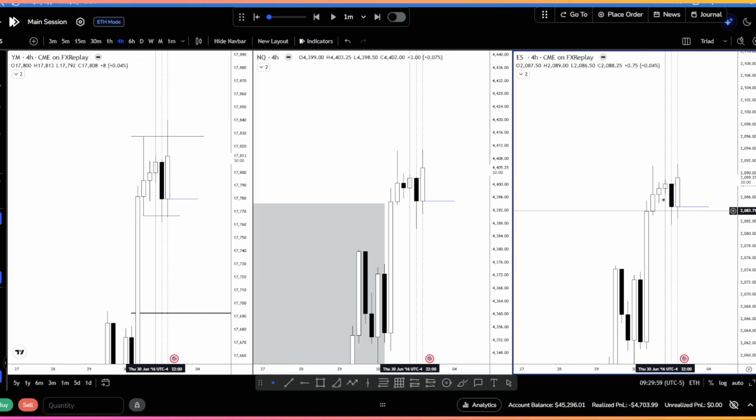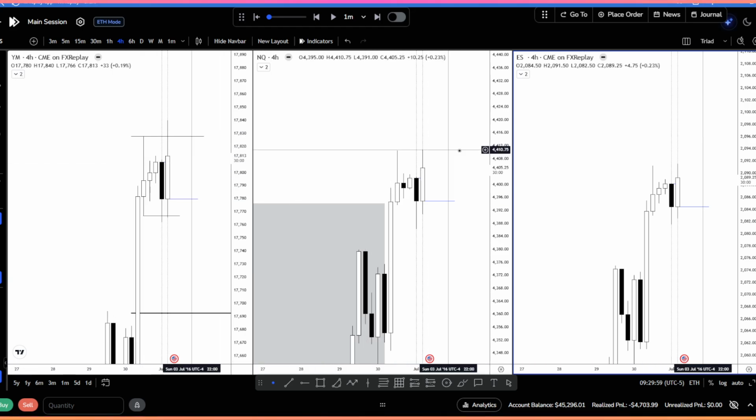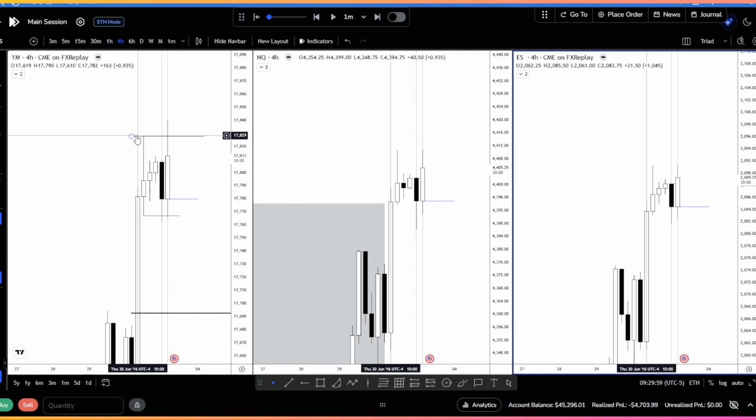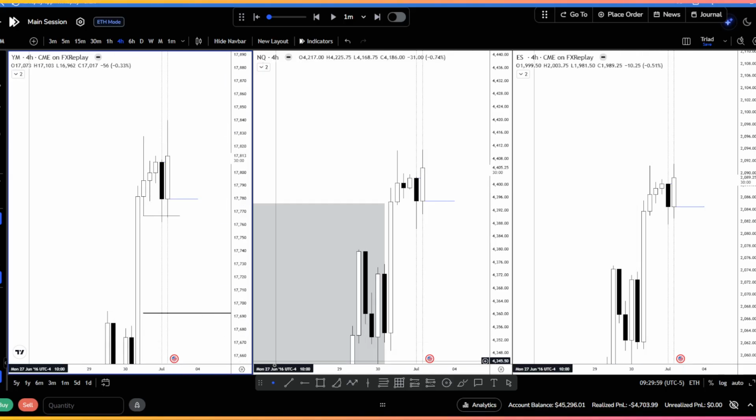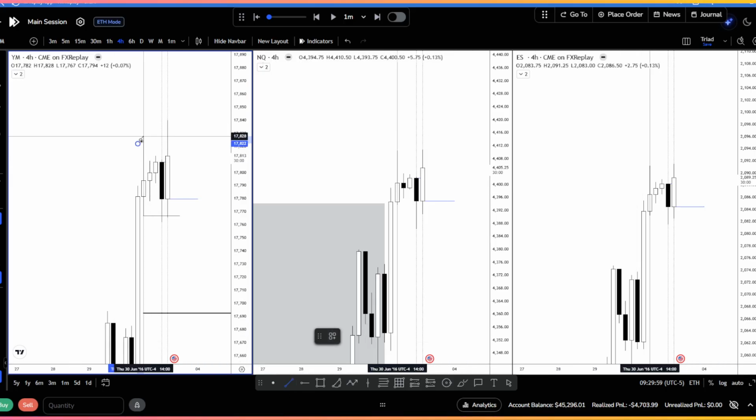Right? Did the same across platforms, across assets. Across assets, did the same thing.